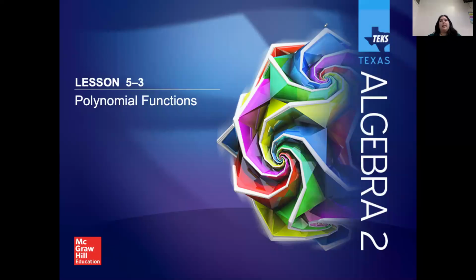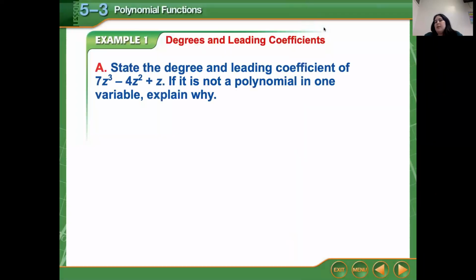Hi everyone, today we're going to go over lesson 5-3, which is polynomial functions. So the first thing we're going to take a look at is degrees and leading coefficients.